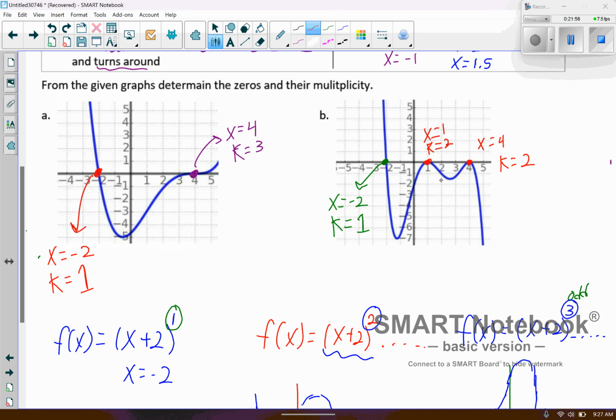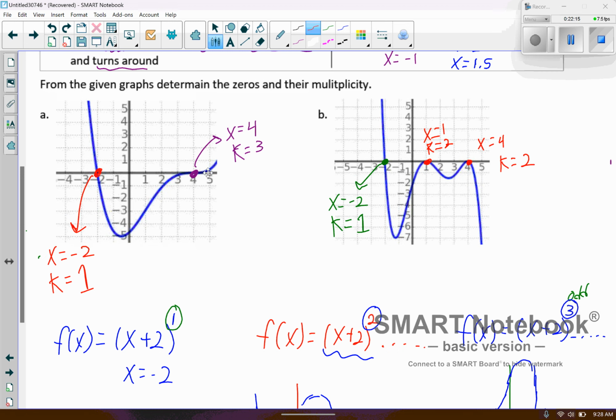So remember, if it crosses, my multiplicity will be odd. If it bounces off, it would be an even power. And so we're not going to go above a multiplicity of 3, but if you were, a multiplicity of 4 looks very similar to the parabola, and a multiplicity of 5 looks similar to what we had on our multiplicity of 3 over here. But anyways, the only thing you're really going to have to worry about is multiplicity of 1, 2, and 3.